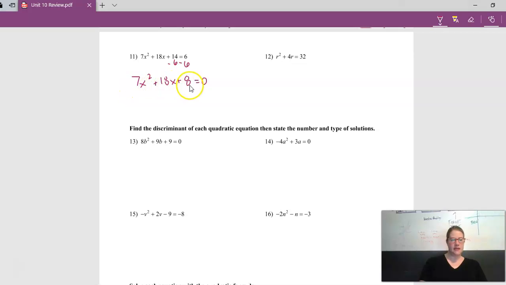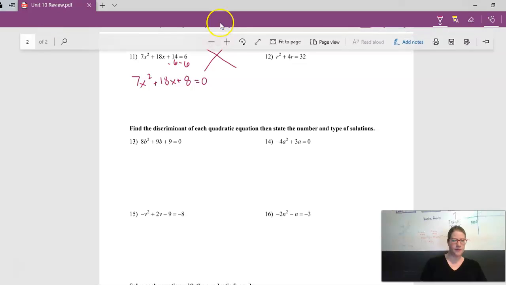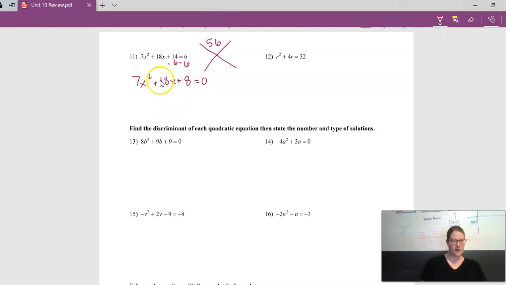Now 7, 18, and 8 do not have any common factors, and so we cannot pull out a common factor this time. So we're going to go straight to x factoring. So a is 7, and c is 8, and 7 times 8 is 56. So I need two numbers that multiply to 56 and add to 18. So let me go ahead and grab my calculator.